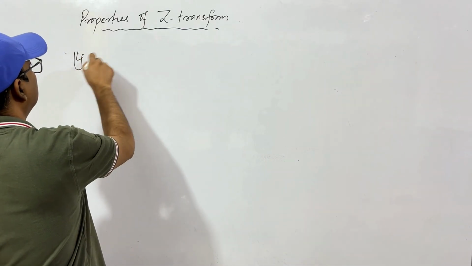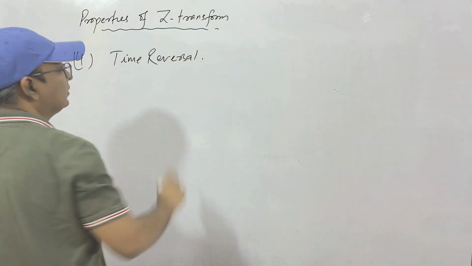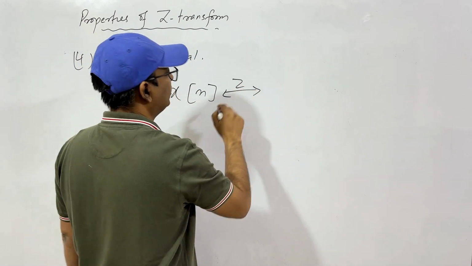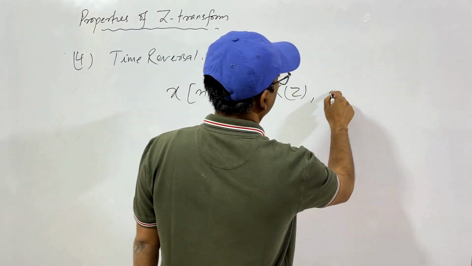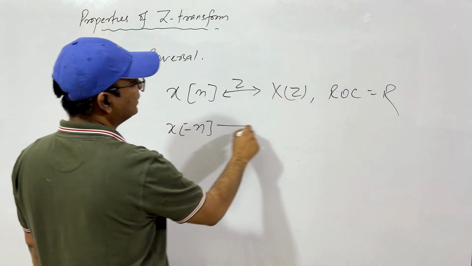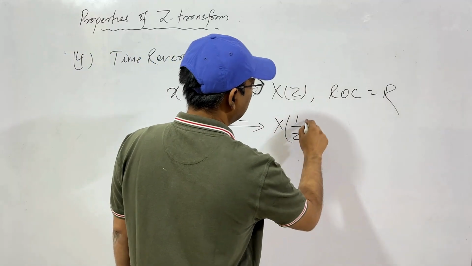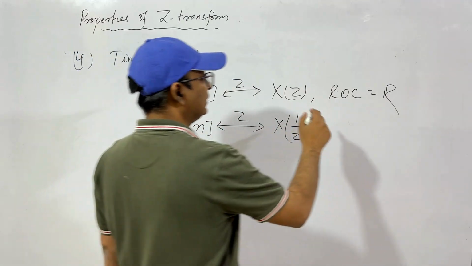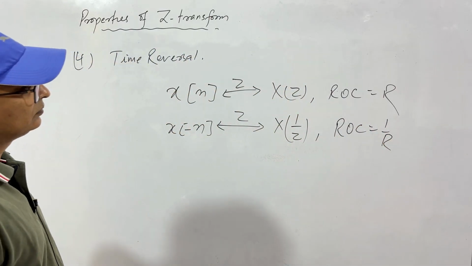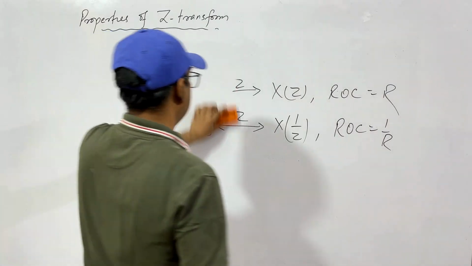Now let's see fourth property. It is time reversal. What is time reversal? If x[n] z transform pair is X(z), ROC is R, then x[minus n], this sequence has the transform pair X(1 by z), and the region of convergence here will be 1 by R. It is very useful property. Fifth property is called time expansion.